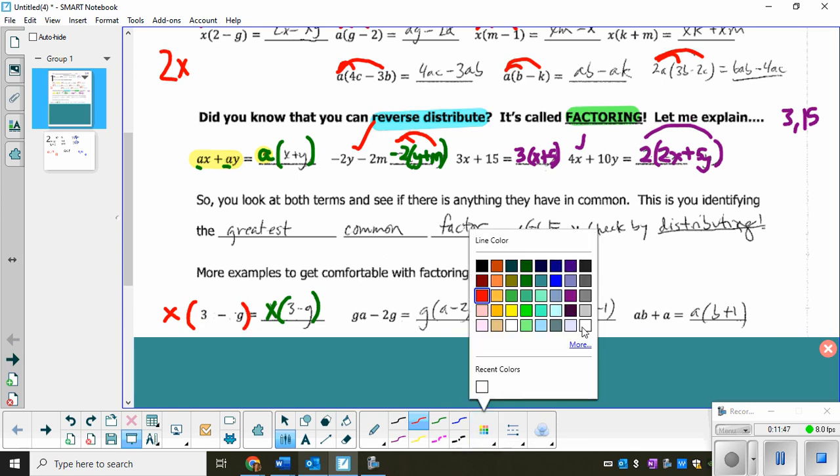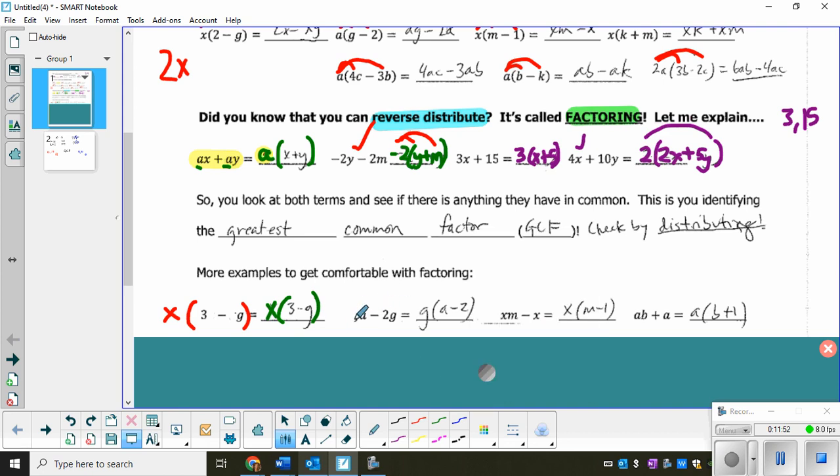In the next example, again, I can white out what they both have in common. These both have a g in common. So if I took the g out of this and the g out of this, the a minus 2 is what's left over, and the g got factored out.